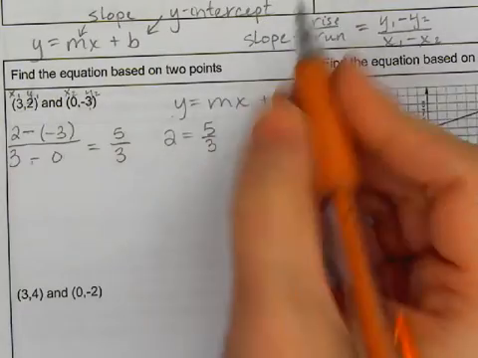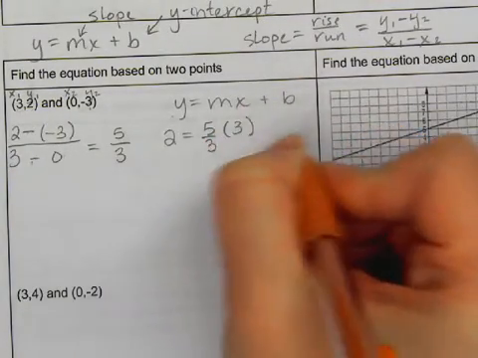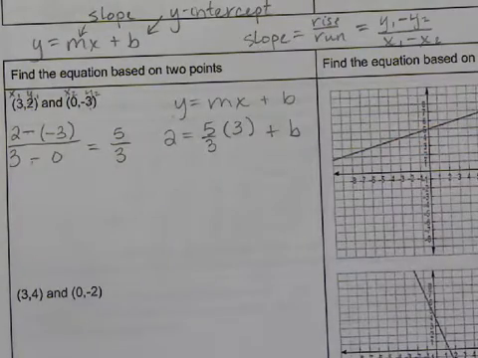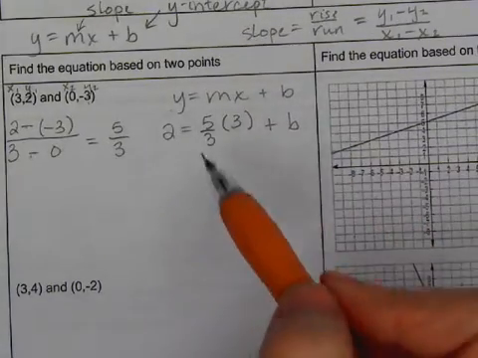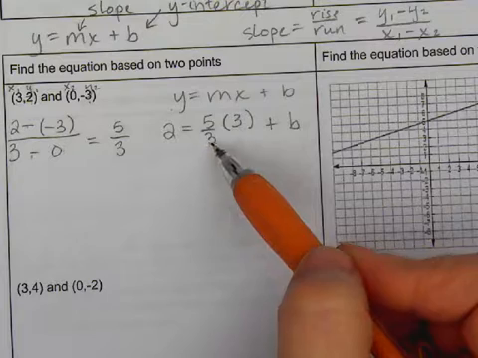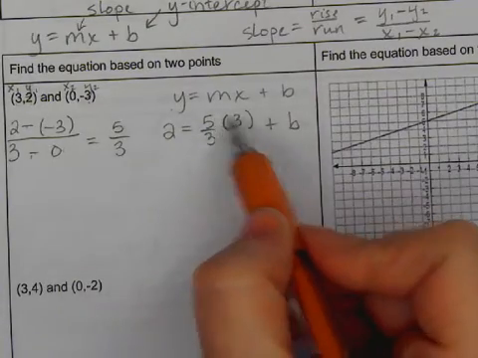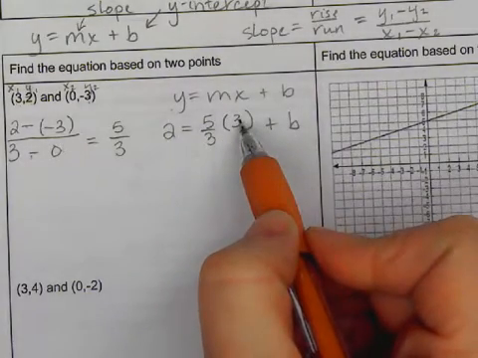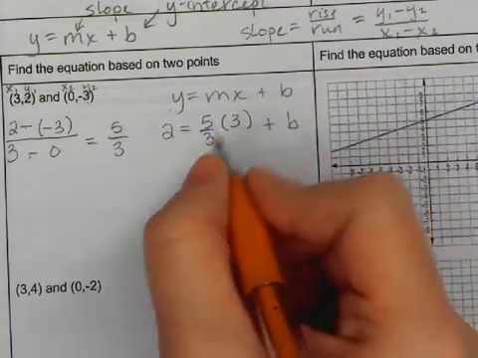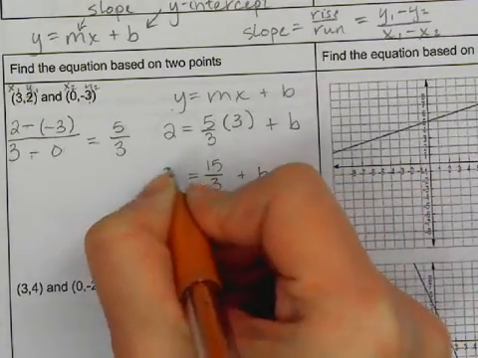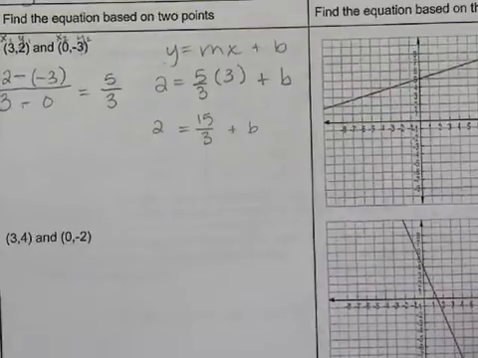There's a couple ways to go about this. What's 5 times 3? 15. So I have 15 over 3, and I drop everything else down. What's 15 divided by 3? 5. So 2 equals 5 plus b. Then what? What do I do with that 5 to get b alone? Subtract it. So I've got negative 3 equals b.